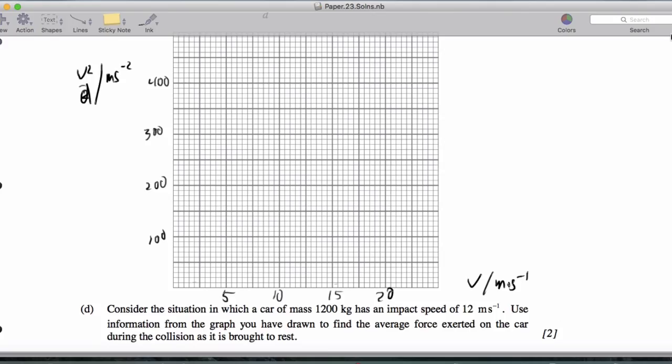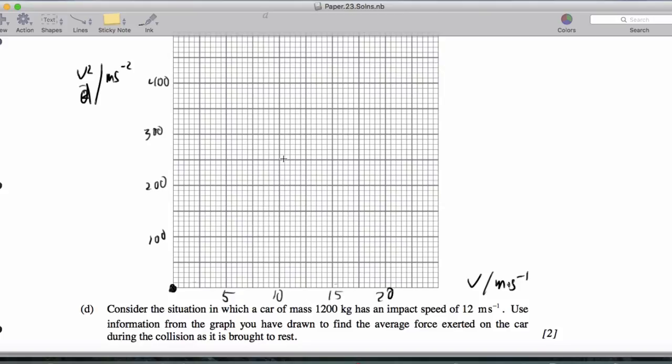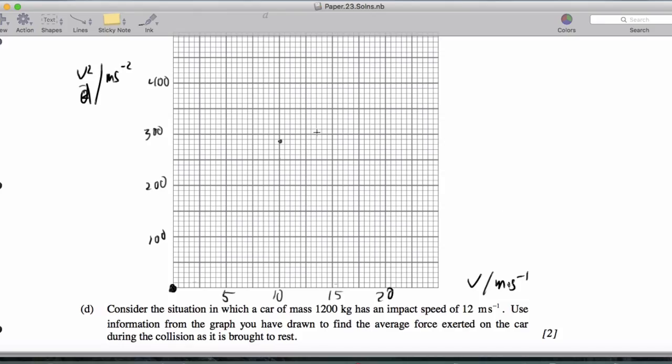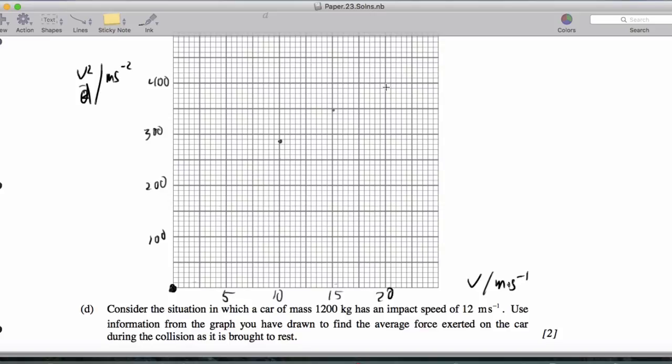And then we want to put in our values. So 0, 0. At 10, we're at about 286. At 15, we're at about 346, a little under 350 right there. And then for 20, we're at about 400, a little under 400, so I'll put that right about there. And we're also told that at 3, I'm at about 113, so 113 right there.